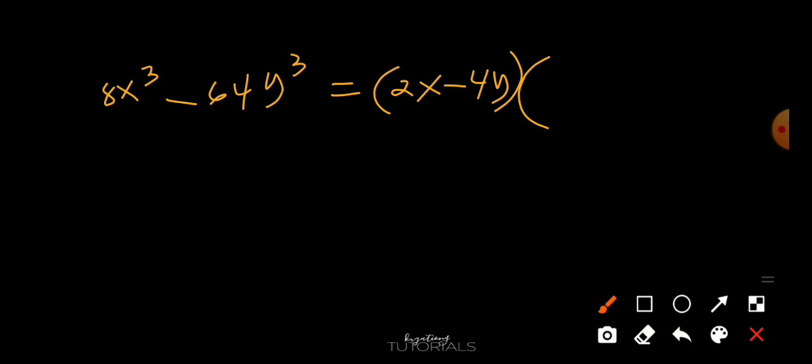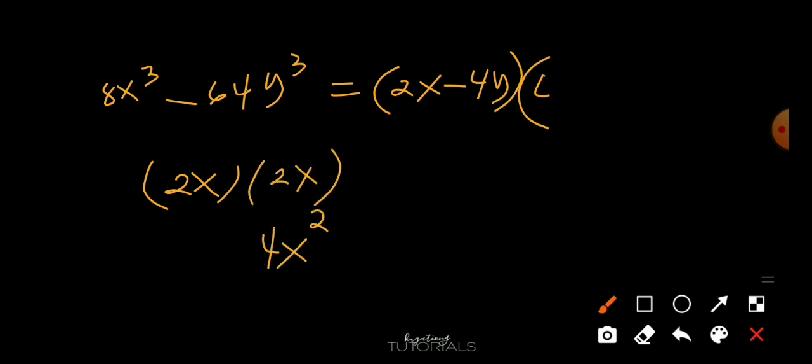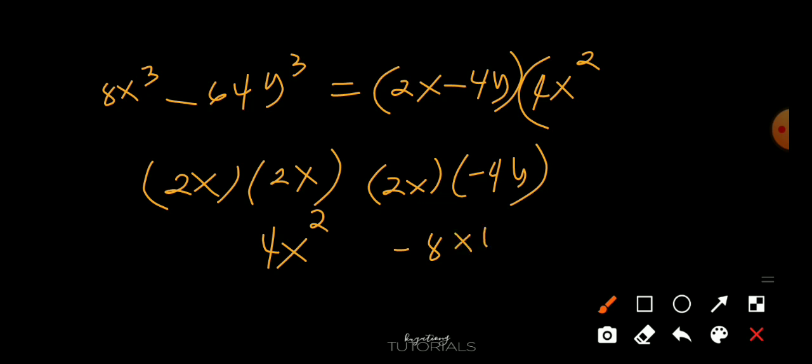Next, we square 2x, the first term. 2x times 2x is going to be 4x squared. Next, we multiply the first and second terms, 2x and negative 4y. The result is negative 8xy. Same as before, if it is negative we make it positive, so it is positive 8xy.